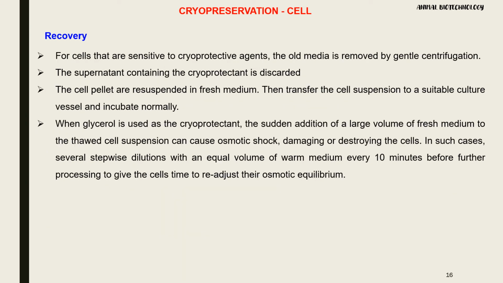For the cells that are sensitive to cryoprotective agents, the media containing the cryoprotectants are removed by centrifugation. The cell pellets are then resuspended in fresh media and incubated. When glycerol is used as a cryoprotectant, the addition of a large amount of fresh media may lead to osmotic shock for the cells and destroy the cells. In such cases, stepwise dilution with an equal volume of warm media every 10 minutes is done.